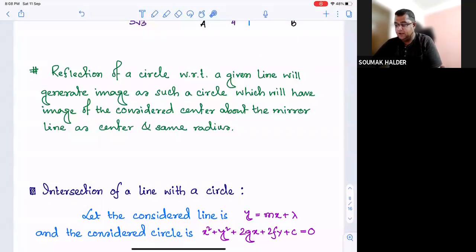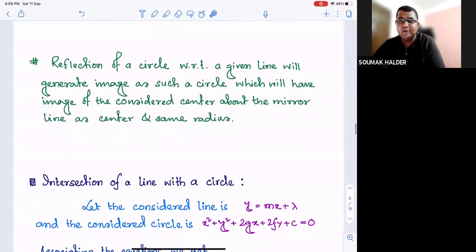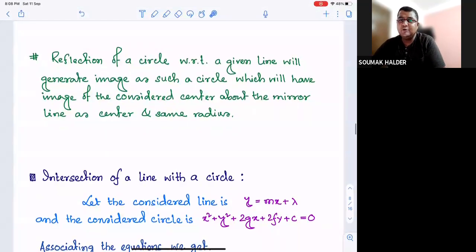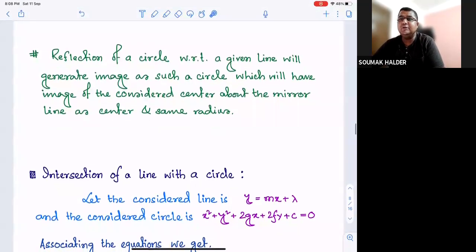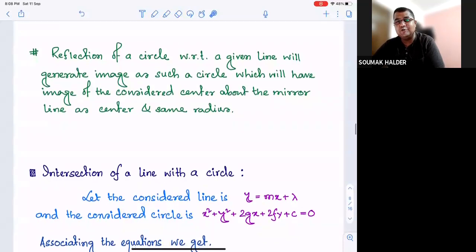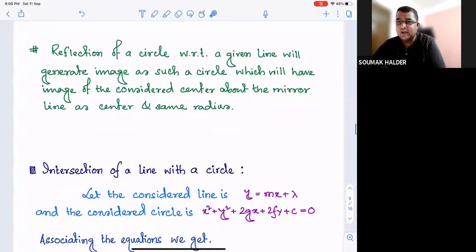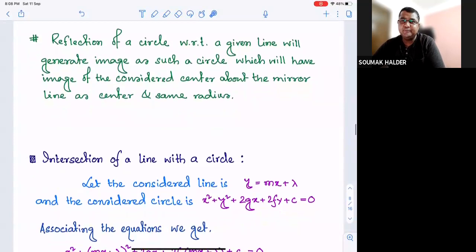Okay. Now, if we try to have the intersection of the line with a circle, there are three variations possible, and how we can get conclusion of each variation. So as we are looking for intersection points, that means it will be simultaneous solution of both. So we can associate the two equations.